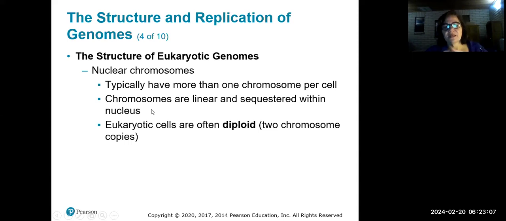Many eukaryotic organisms have two copies of each chromosome. So say we're diploid. For example, in humans, we have 23 pairs, so two copies of each of 23 chromosomes, for a total of 46 chromosomes.